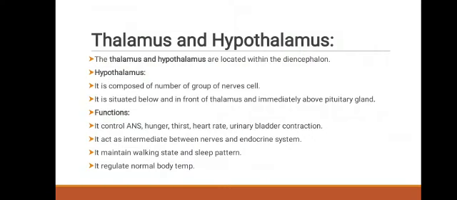The hypothalamus performs the following functions. First one, it controls the ANS, hunger, thirst, heart rate, urinary bladder contraction. Second function, it acts as an intermediate between the nervous and endocrine systems. Third one, it maintains waking state and sleep pattern. And fourth one, it regulates normal body temperature.